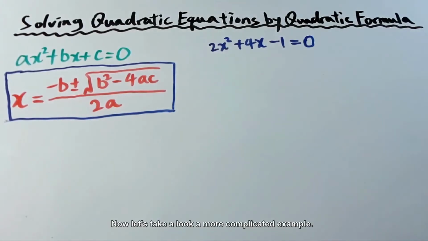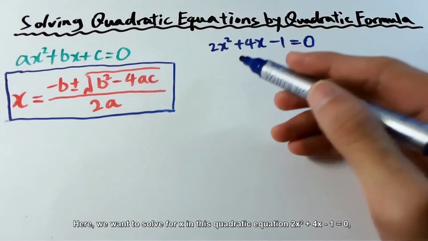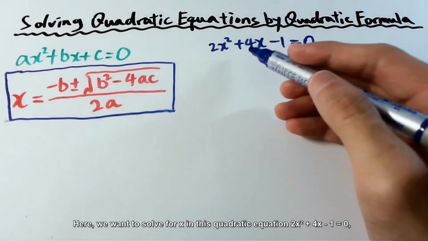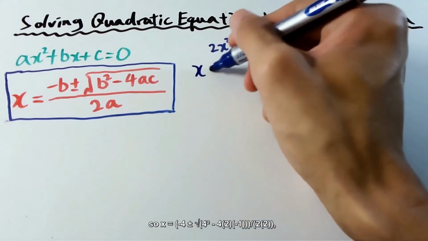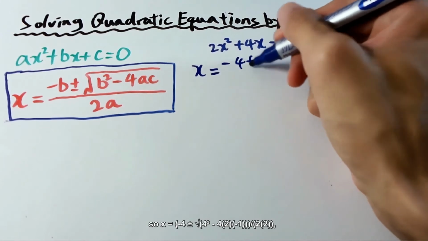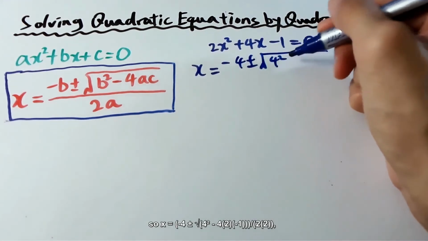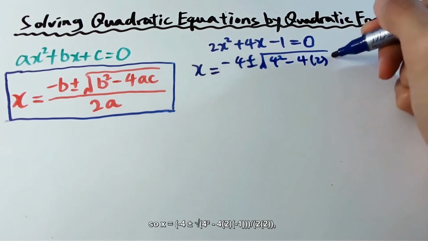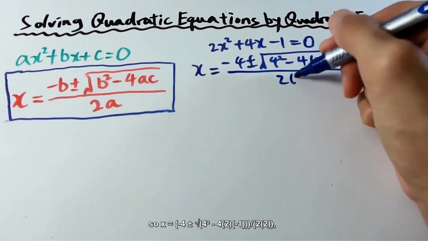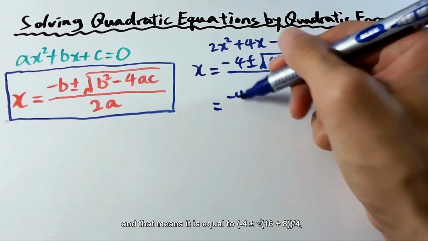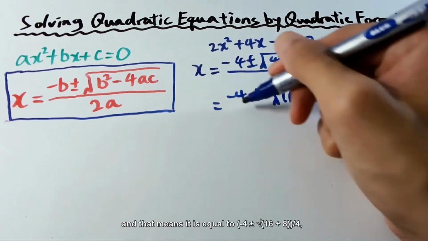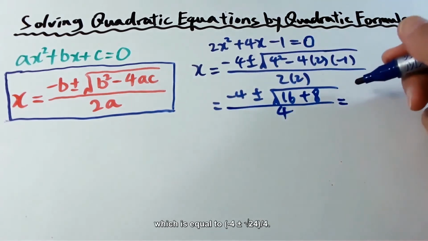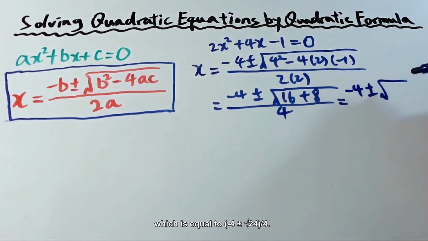Now let's take a look at a more complicated example. Here we want to solve x in this quadratic equation, 2x squared plus 4x minus 1 equals 0. And again we can use the quadratic formula. So x is equal to minus b plus or minus the square root of b squared minus 4ac over 2a. And that means it is equal to minus 4 plus or minus square root of 16 plus 8 over 4, which is equal to minus 4 plus or minus root 24 over 4.